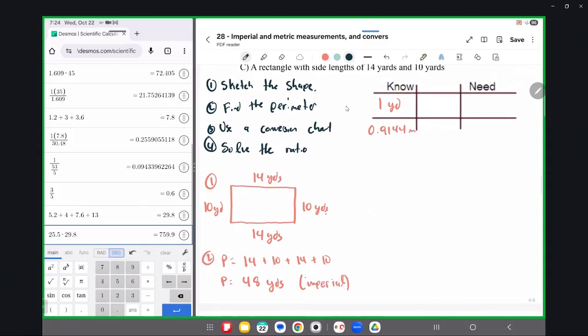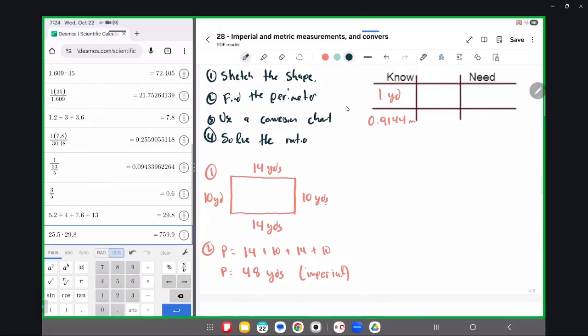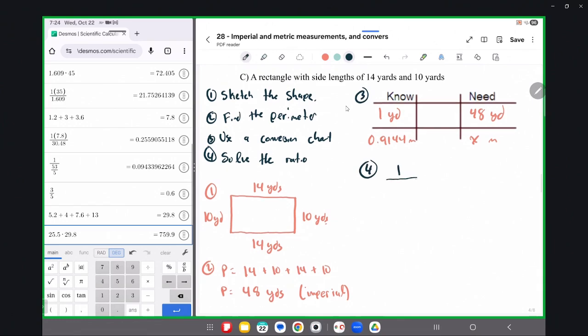So knowing that this rectangle has perimeter of 48 yards, we can use our conversion chart because we're curious to know how many meters there are in 48 yards. So our ratio has been set up. And so to solve the ratio, we're interested in trying to determine 1 divided by 0.9144 is equal to 48 over x. Using the means and the extremes, we take 1, multiply it by x, and that'll be equal to 0.9144 multiplied by 48. 1 times x is just x.